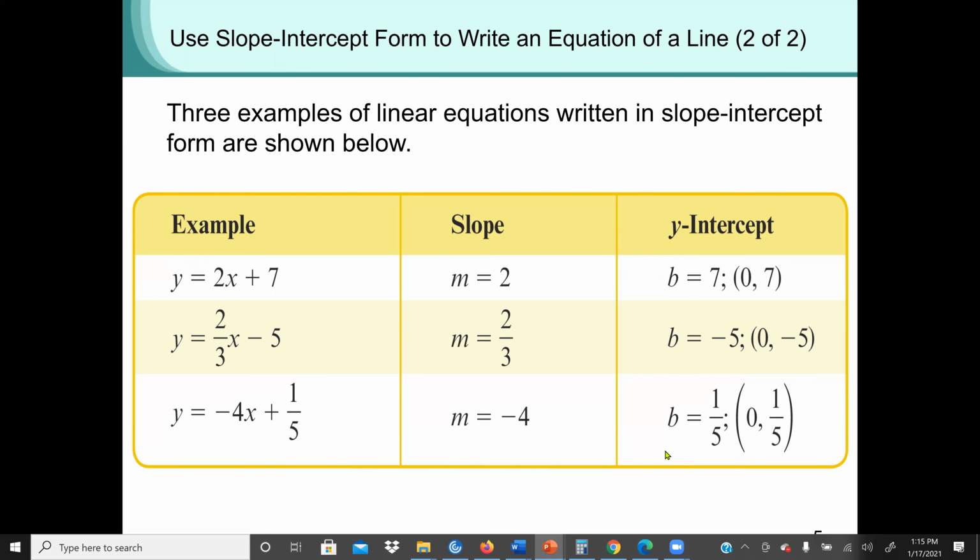So again, in slope-intercept form, we always look for the value of y in the equation. And since we have only two variables, we get the x variable with its coefficient. So the coefficient of x, in this case 2, will be the slope. And the constant value always is the y-intercept.